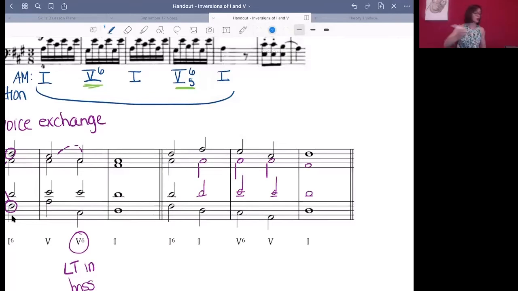A couple of things to note. We still have a voice exchange. You had nothing to do with that. That was just the way the soprano and bass were written. But those first 2 harmonies do still have a voice exchange.